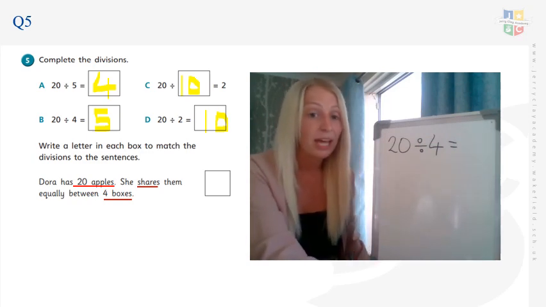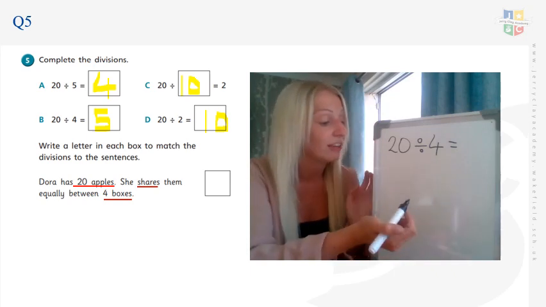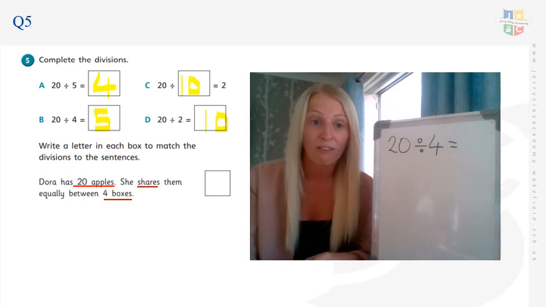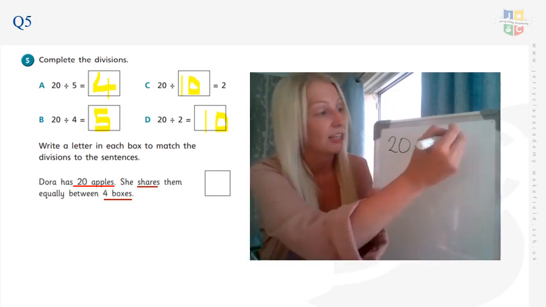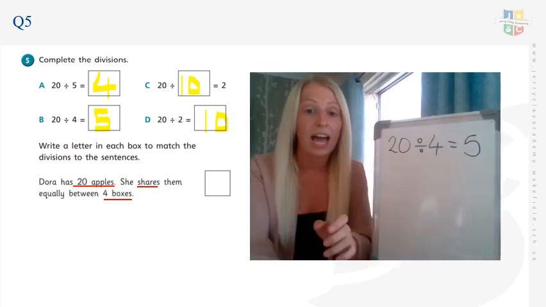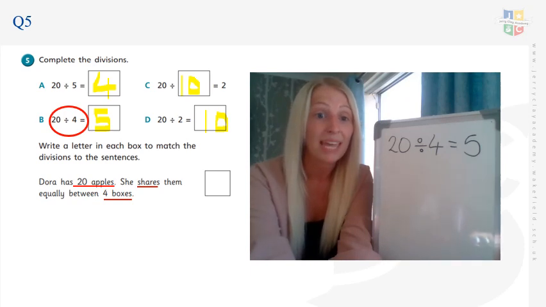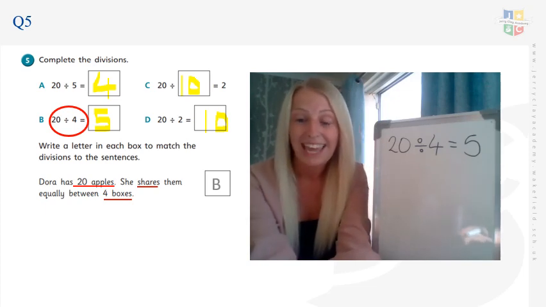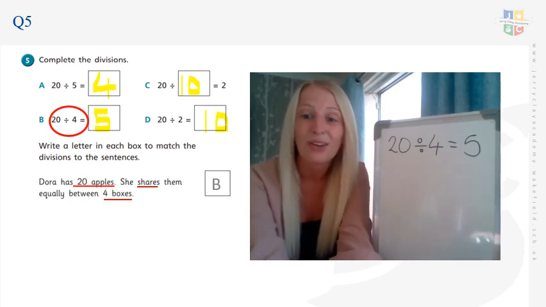And I can work that out by drawing your groups or counting on your fingers. So if I did 20 divided by 4, you could share them out or count in 4s on your fingers. So 4, 8, 12, 16, 20, which equals 5. So I know it matches B, which is 20 divided by 4, and the answer is 5. So in my box I will write B. See if you can complete the rest of question 5 all by yourself. You can pause the video now.